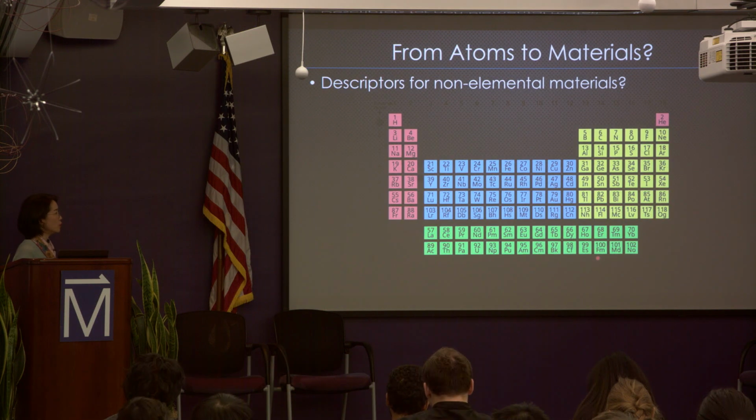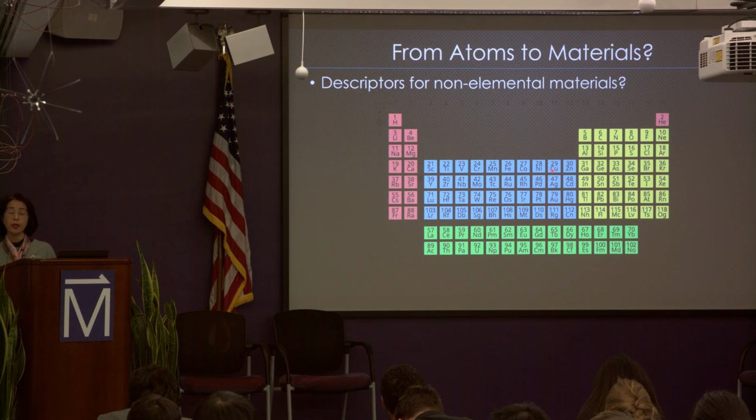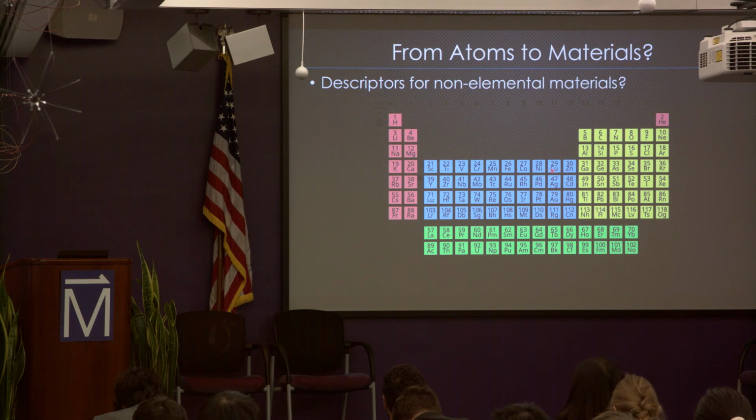But from periodic table and what is the meaning of the column versus row, we can infer a lot about elemental materials. But once you start to have non-elemental materials, it becomes very hard. You cannot just combine property of one element and another element to understand the property of the material consisting of the two elements.